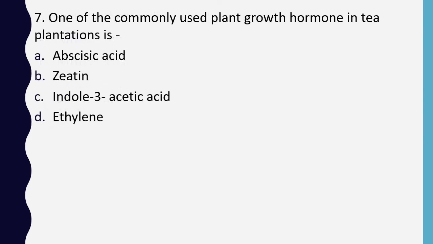Question 7. One of the commonly used plant growth hormone in tea plantation is abscisic acid, zeatin, indole 3-acetic acid, ethylene. Correct answer is option C, indole 3-acetic acid.